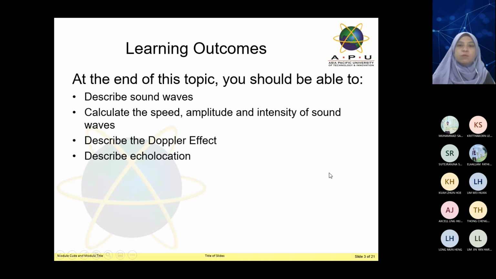So the learning outcome for today. At the end of this topic, you should be able to describe sound wave, calculate the speed, amplitude and intensity of sound wave, describe the Doppler effect and describe echolocation.